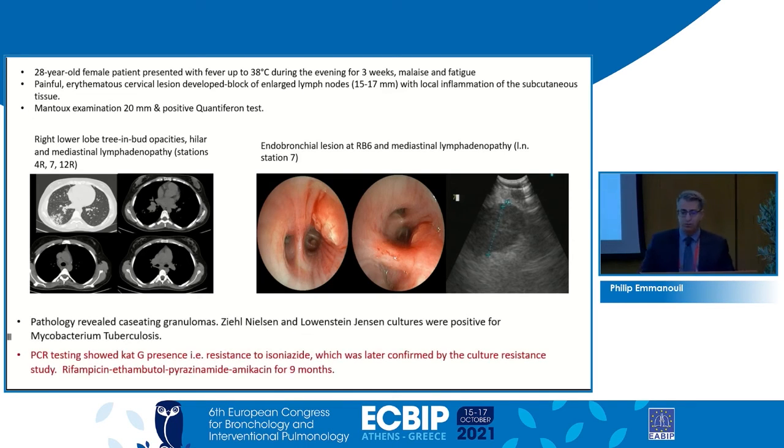The result was that pathology showed caseating granulomas from the lymph node, and Ziehl-Neelsen and Lowenstein-Jensen cultures were positive. We were also surprised to see that she had a mutation for the isoniazid response, a katG gene mutation, so we were forced to give her an alternative treatment to the classical one, and for a much longer period of time.